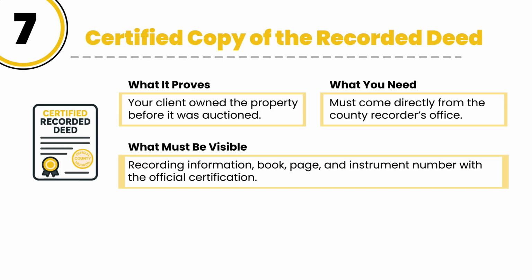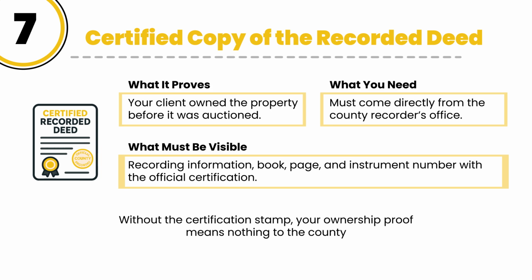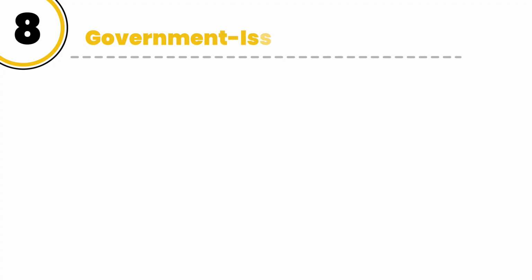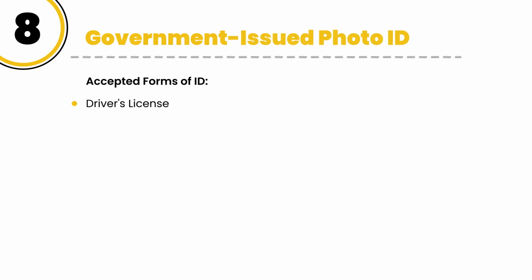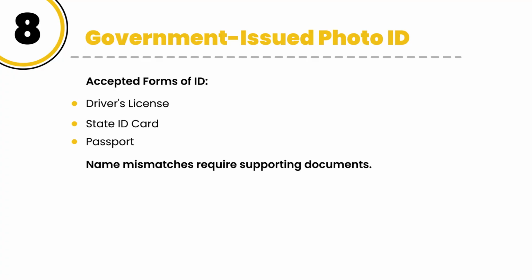That certification is what the county clerk is actually looking for. Without it, your ownership proof means nothing. 8. Government-issued photo ID of the former owner. Any government-issued ID, such as a driver's license, state ID, or passport, will work. However, it should be current and unexpired.